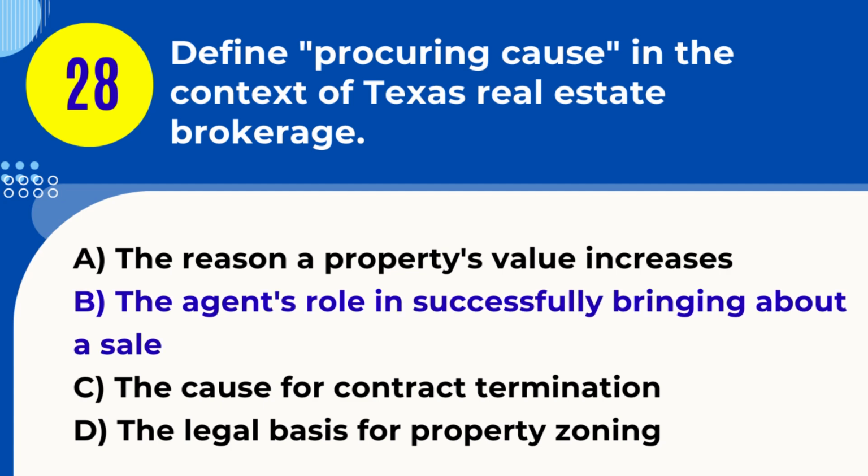Answer. B. The agent's role in successfully bringing about a sale. Explanation. In Texas real estate, procuring cause refers to the efforts of a real estate agent that directly lead to the successful completion of a transaction, establishing their entitlement to a commission.